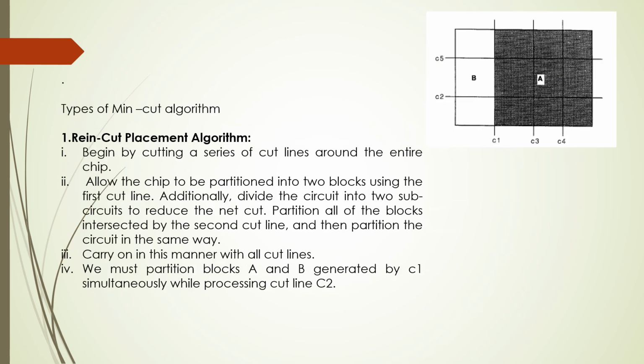The first type of min-cut algorithm is the Rein-cut algorithm, in which the whole chip is partitioned into two blocks, and then we divide the circuit into sub-circuits to reduce the net cut. First of all, just divide into two blocks A and B, and then again further divide into smaller blocks.